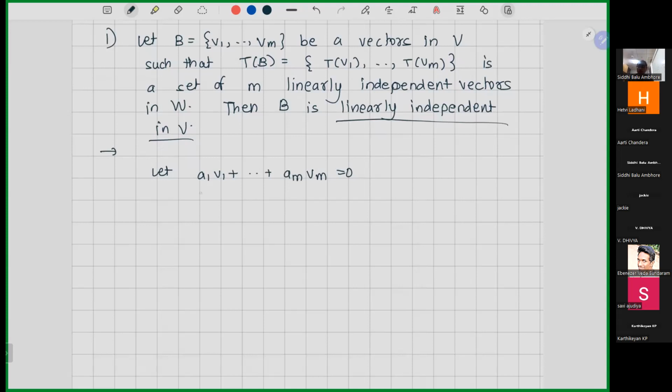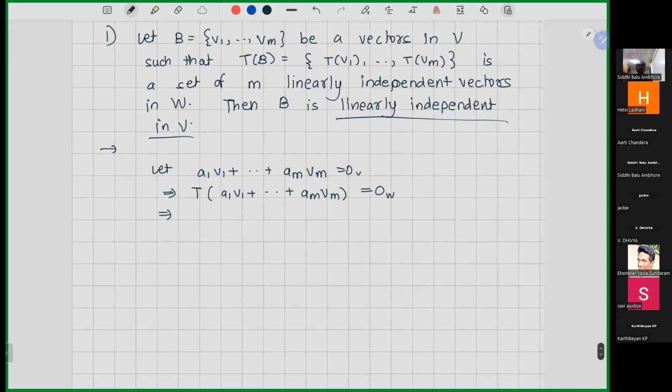So we have a1 v1 plus ... plus am vm equal to 0, and T is a linear transformation. So we know that T of 0 goes to 0, right? So T of a1 v1 plus ... plus am vm will be 0. Here this 0 is in V and this 0 is in W, I'm just clarifying that. Since T is linear, I can write this as a1 Tv1 plus a2 Tv2 plus ... plus am Tvm, right?